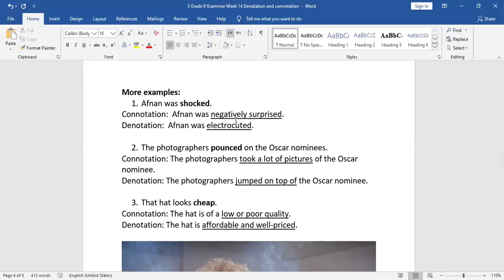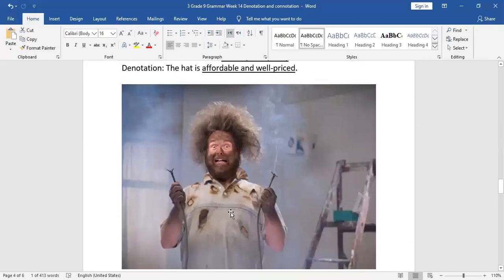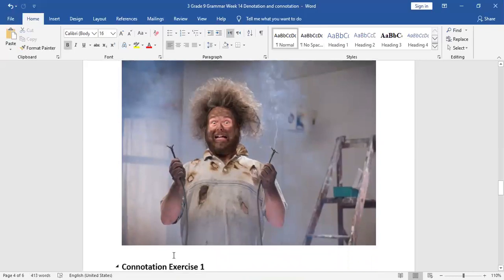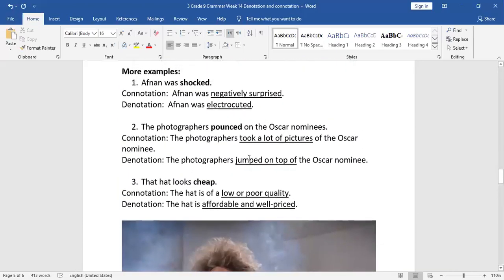Looking at more examples, the first one I gave, I said Afnan was shocked, and the word there is shocked. The connotation of the word shocked means to be negatively impacted or surprised by something. But the literal definition, the exact definition of being shocked, means that you have been electrocuted. If you look at the picture down here, this individual has been shocked.